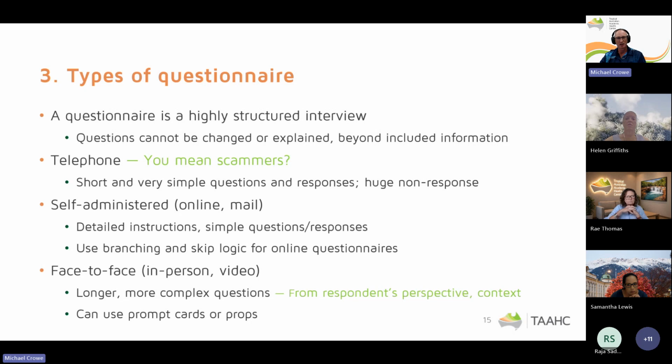Face-to-face, or in person, via video, whatever, you can in theory ask longer and more complex questions, but that's longer and more complex from the respondent's point of view, not your point of view. So again, you have to think about your respondent and what they're capable of giving you. Face-to-face, you can also use things like prompt cards or props to help people understand the questions a bit more and to give responses as well. Any questions? Because we're moving on after this to the actual questions and responses themselves.